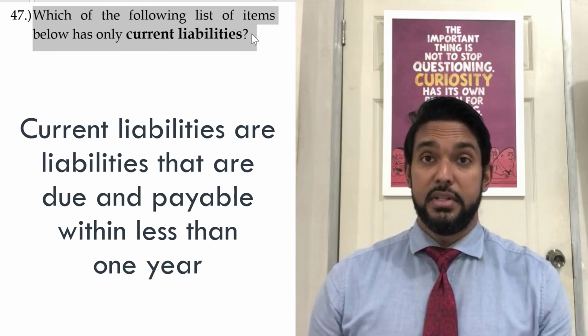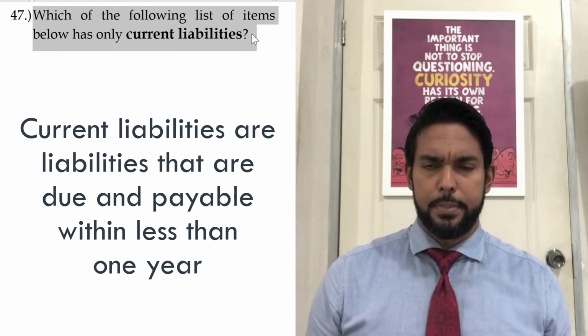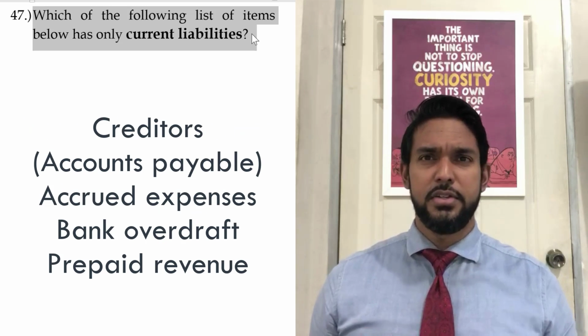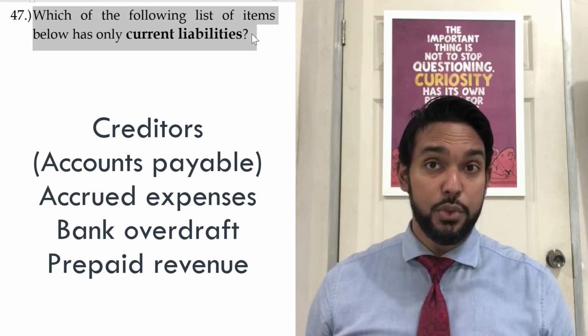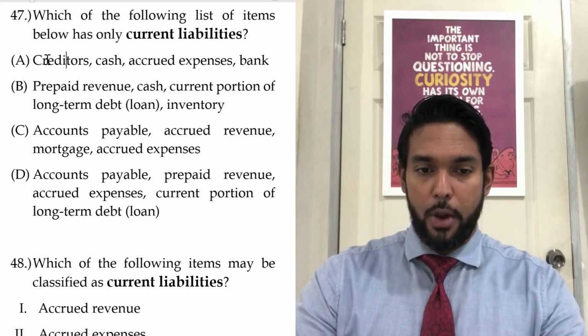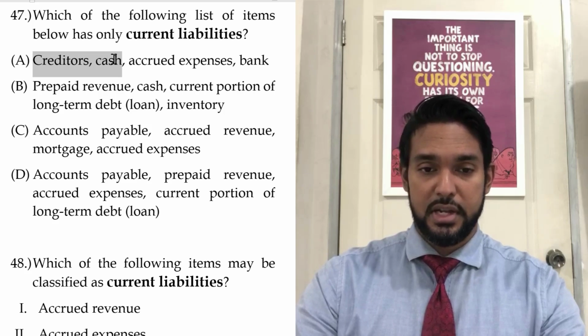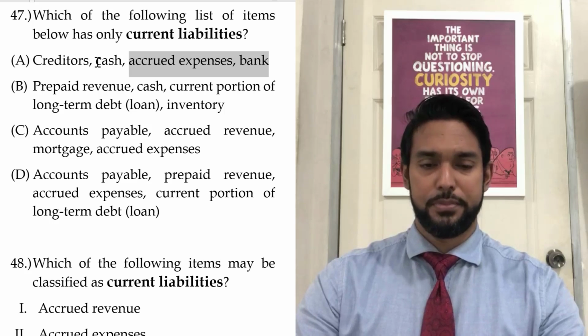All right, so current liabilities are liabilities that are due and payable within less than a year. Some examples are creditors, accrued expenses, bank overdraft, prepaid revenue, that sort of stuff. Let's see which of those we see in our options here. Creditors, yes. Cash, no. Accrued expenses, yes. Bank, no. So option A is out.